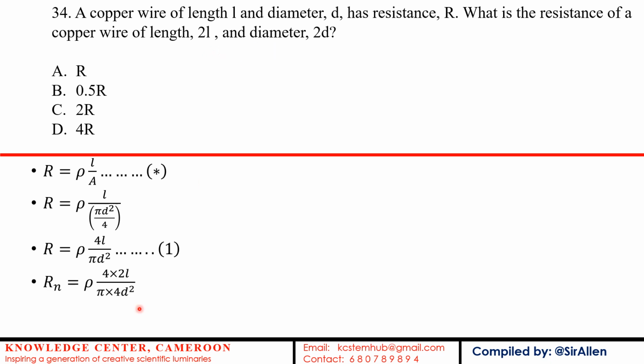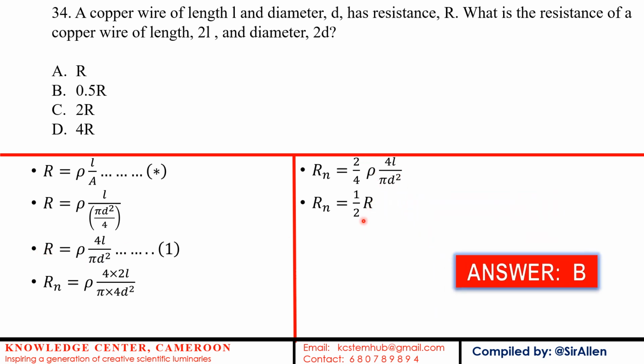Now we can go over and talk about R new, the new resistance when L is now 2L and D is now 2D. So in place of L, we're going to put 2L there. In place of D down here, we're going to put 2D. All that squared will give you 4D squared. Now if we simplify that, our R new is going to be half, because 2 over 4 gives us half, then you have rho 4L over pi d squared. Remember that rho 4L over pi d squared was our R. So in place of this, you just put our R here, which gives us half R for our R new. So our answer is B.